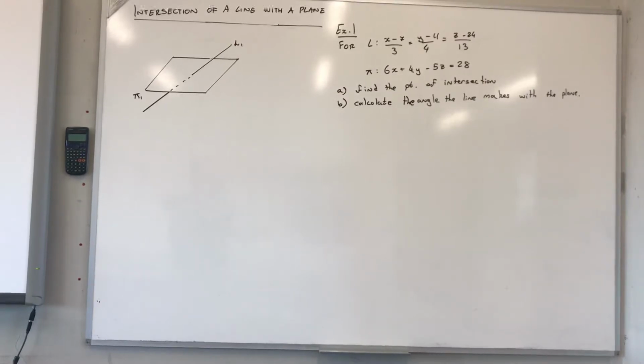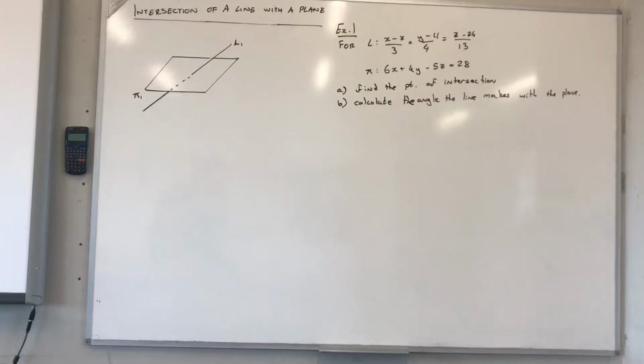The two things we're going to be asked to do are to find the point of intersection of a line and a plane, and to calculate the angle the line makes with the plane. There's nothing in this that's fundamentally difficult. It's just a lot of remembering what to actually do, as it's a bit of substitution or a little bit of higher maths.